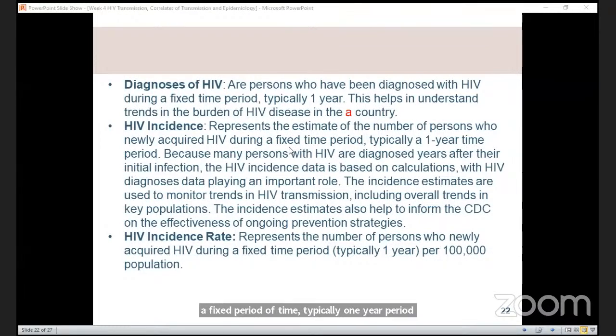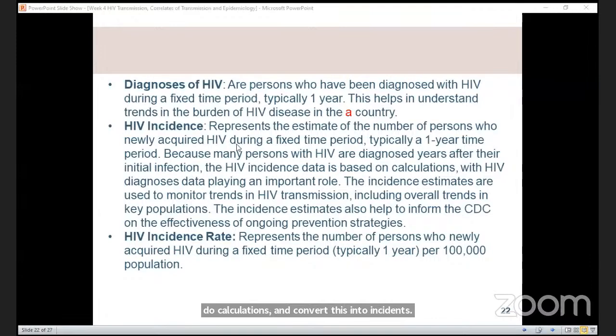Okay. Now get the difference between this and the prevalence. This is also an estimate, just like the prevalence, but this kind of estimate is for a typical fixed 1 year period. We'll use the data from the diagnosis to get this. We'll do calculations and convert the diagnosis data into incidence. I hope you're able to understand that.